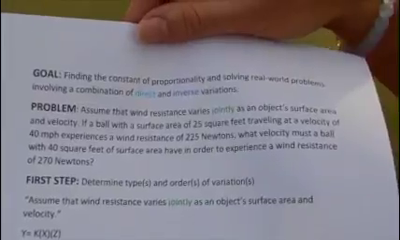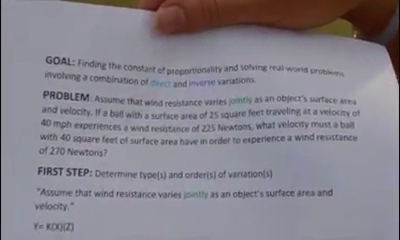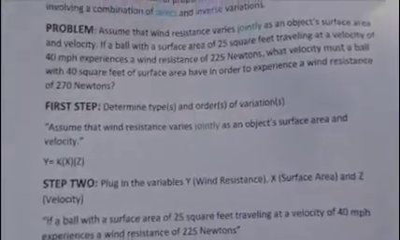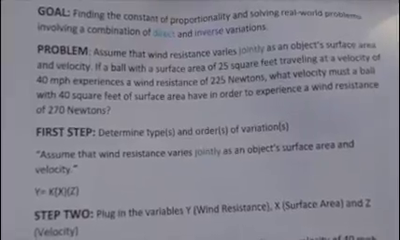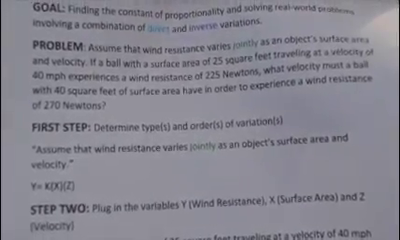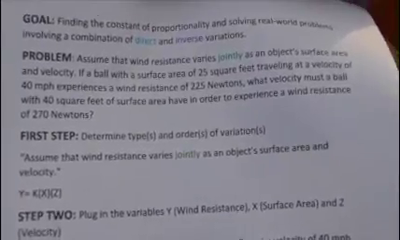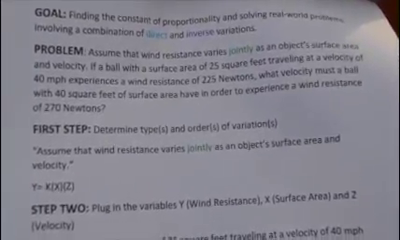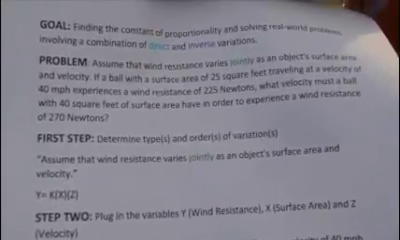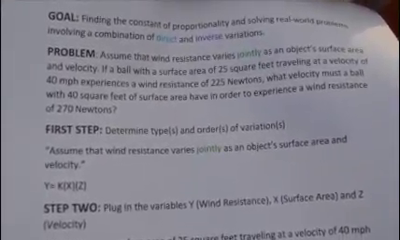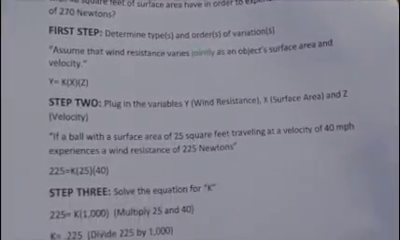Problem: finding the constant of proportionality in solving real-world problems, including a combination of direct and inverse variations. The problem is, assume that the wind resistance varies jointly as the object's surface area and velocity. If a ball with a surface area of 25 square feet traveling at a velocity of 40 miles per hour experiences a wind resistance of 225 newtons, what velocity must a ball with 40 square feet of surface area have in order to experience a wind resistance of 270 newtons?